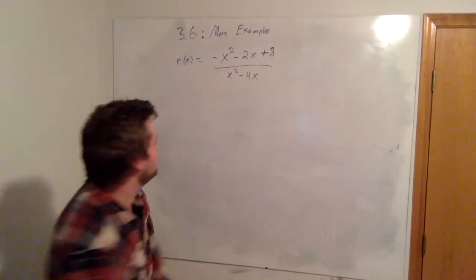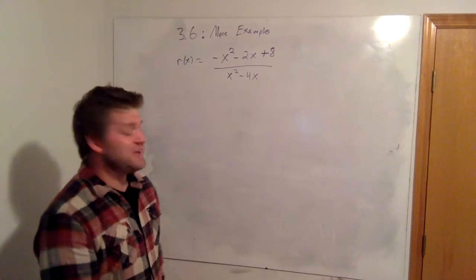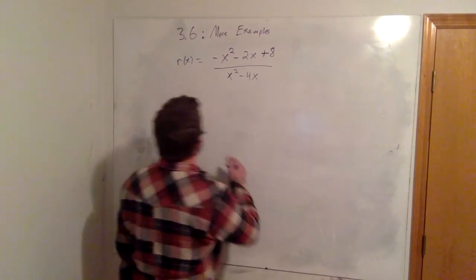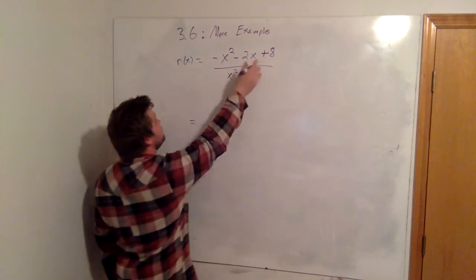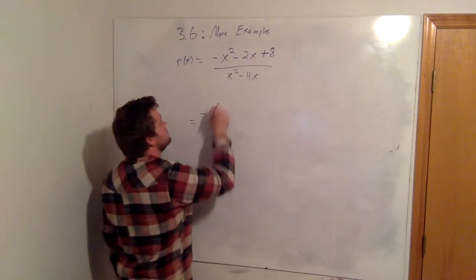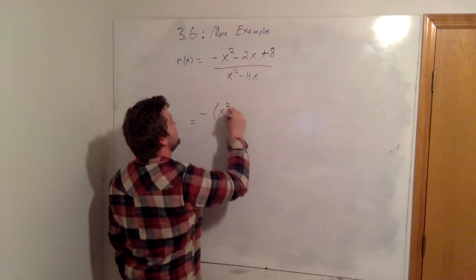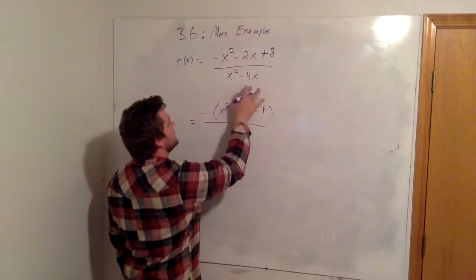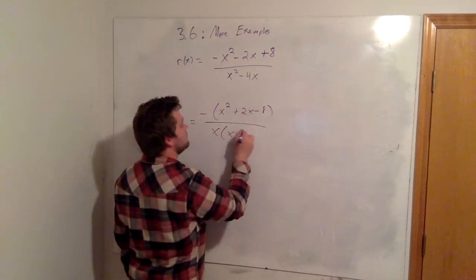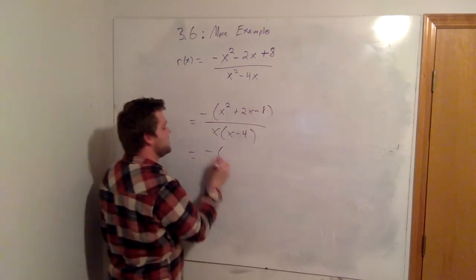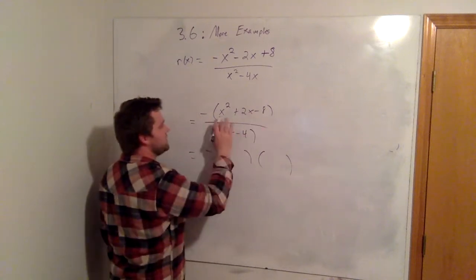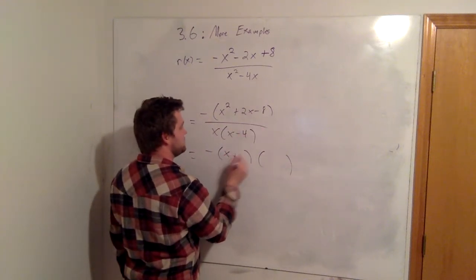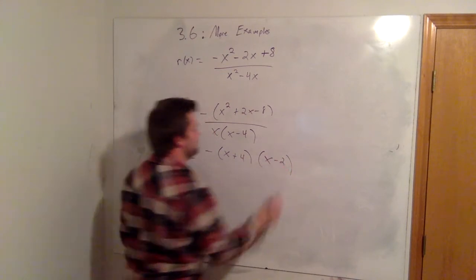Okay, let's go over it. First thing we're always going to do, if it's not already factored for us, we're going to want to go ahead and factor it. In the numerator, I'm going to factor out a negative, and I'll be left with x squared plus 2x minus 8. In the bottom, I can factor out an x. So I'll be left with the negative. What am I going to get here? I think I need an x plus 4 and an x minus 2.